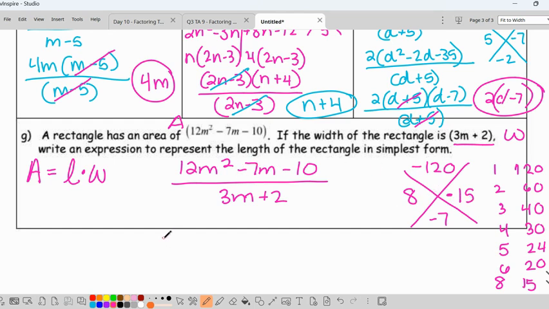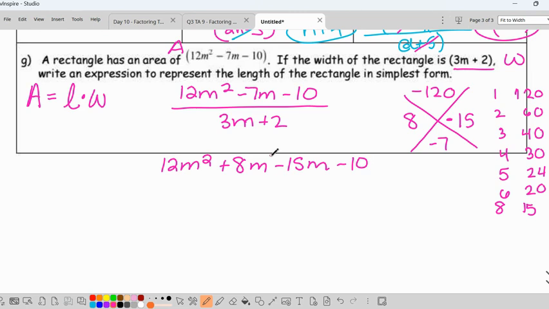So I'm going to rewrite it as 12m squared plus 8m minus 15m minus 10. So I can do my factor by grouping, which means I split my 4 terms and take the GCF out of the first portion. And I take the GCF out of the back portion.